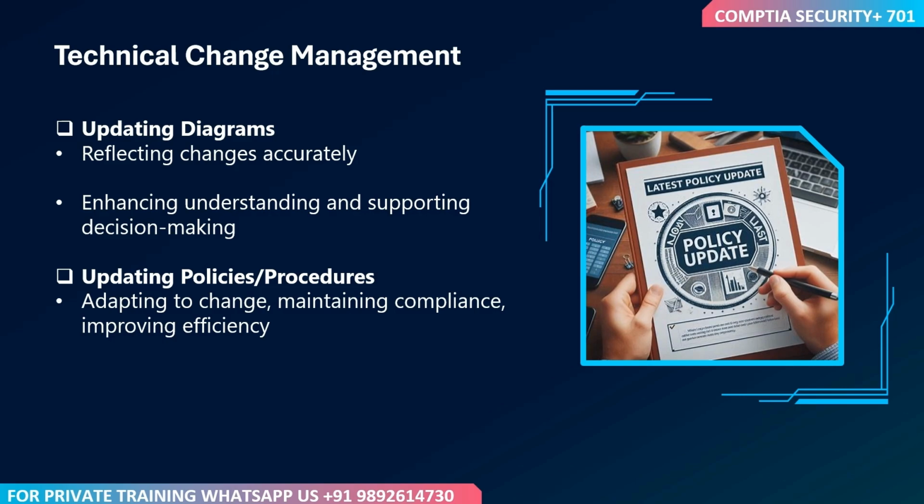Maintaining compliance. Industries are subject to regulatory changes that necessitate updates to policies and procedures to remain compliant. Failure to adhere to updated regulations could result in penalties or legal consequences. Improving efficiency. Updated policies and procedures may incorporate process improvements or automation techniques, leading to enhanced efficiency and productivity within the organization.